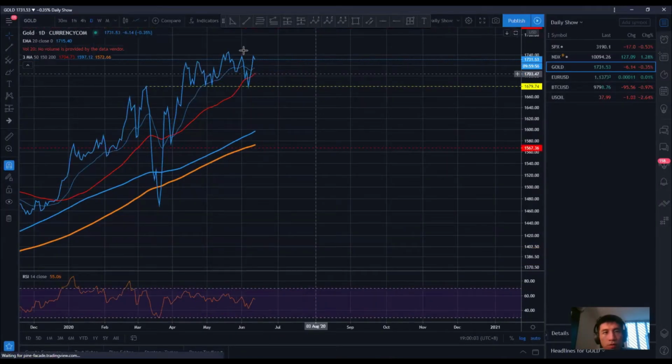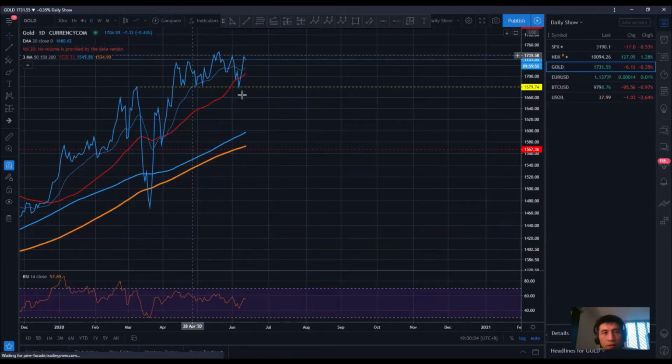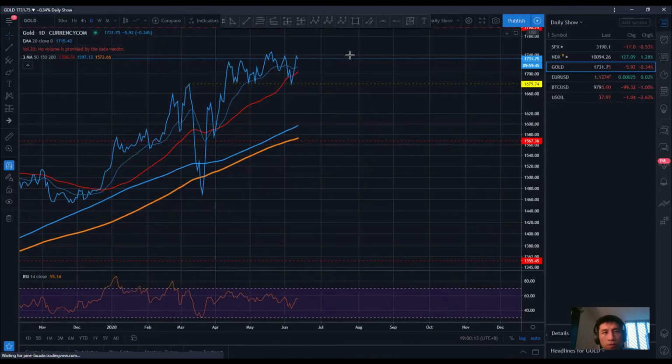Okay, so for gold right now, it's very interesting because it keeps hitting support, support, and support. You realize that this is also a very range bound zone. So in fact, I would draw such a line if you want.